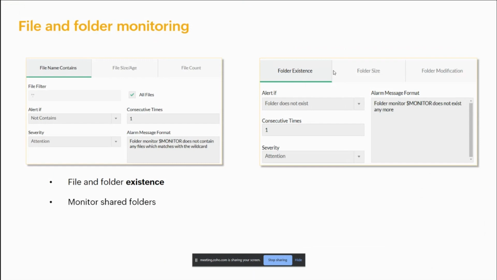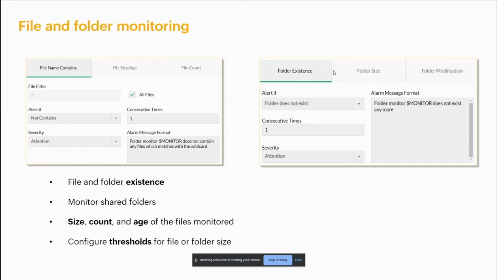You can know the size, the count, the age of a specific file, and how long the file has been sitting in the same path. You can get all those details, and you can configure thresholds and tell OpManager to alert you when this specific folder or this specific file exceeds a certain size or a certain limit.